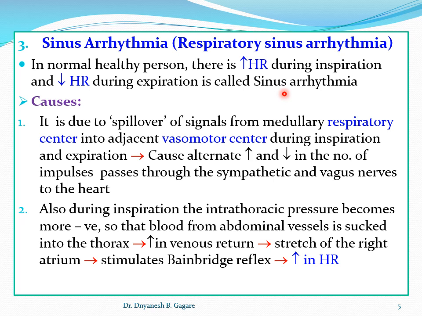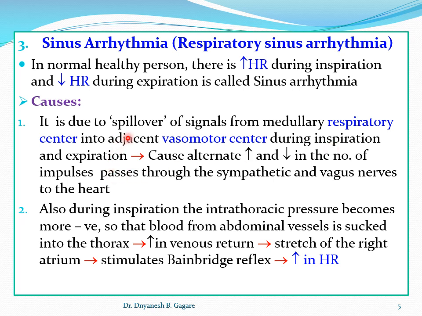So in this respiratory cycle, heart rate slightly changes, and that's why it is also called respiratory sinus arrhythmia. So how does it happen, what are the causes? Its explanation is very simple. It is due to the spillover of signals from the medullary respiratory center into the adjacent vasomotor center during inspiration and expiration.